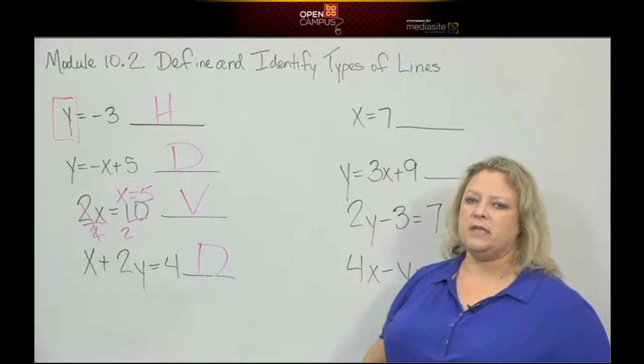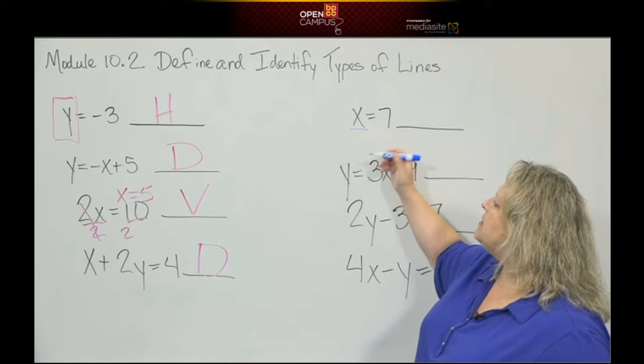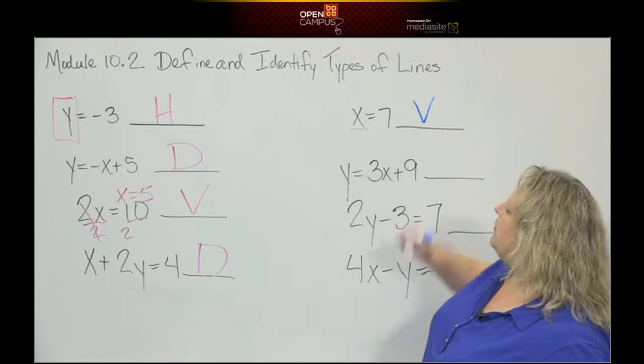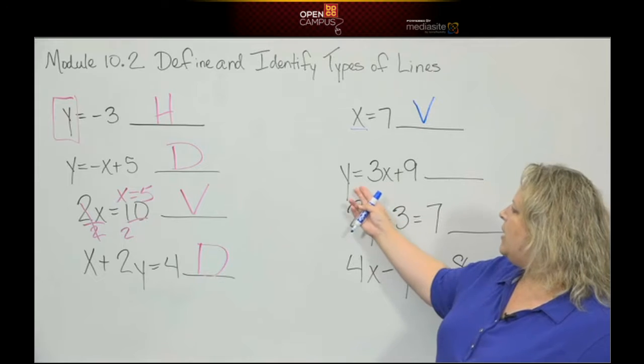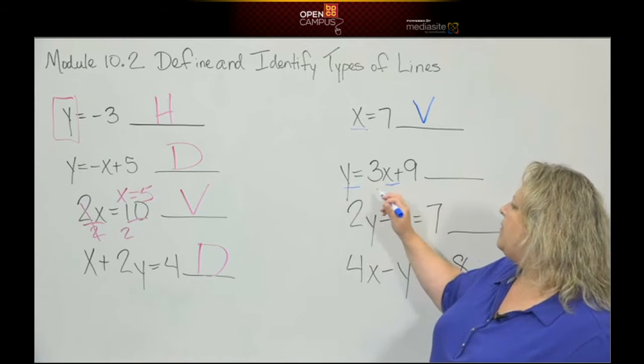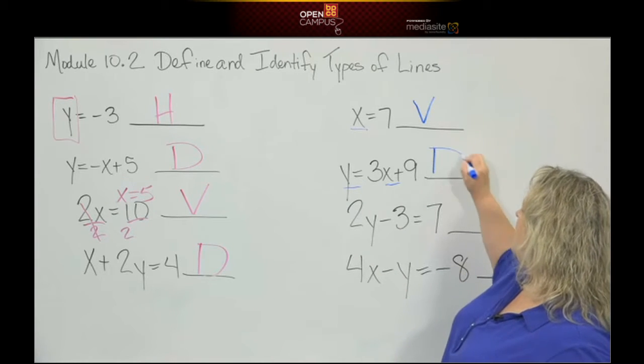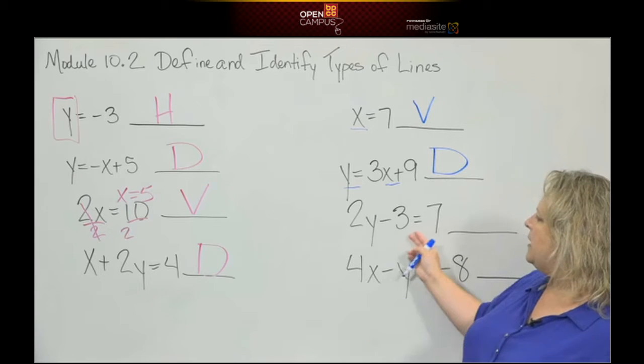Okay, now look over here. I have X is equal to 7. X is equal to 7. I only have an X. He's vertical. That's right. Over here I have Y is equal to 3x plus 9. I have an X and a Y. I've got both letters. So if I've got both letters, what am I? Diagonal. Yes.